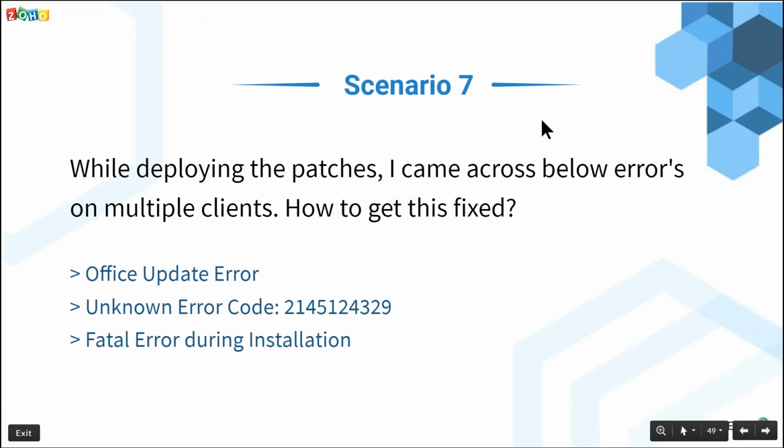While deploying the patches, I came across the below errors on multiple clients. How to get this fixed? Office update error, unknown error code, and fatal error during installation. For these errors, we have updated a clear knowledge base, which is available right next to the error message. If you just follow the steps available, you'll be able to fix this problem. If you're not able to find a resolution, we would recommend you reach out to support and we can help you accordingly.